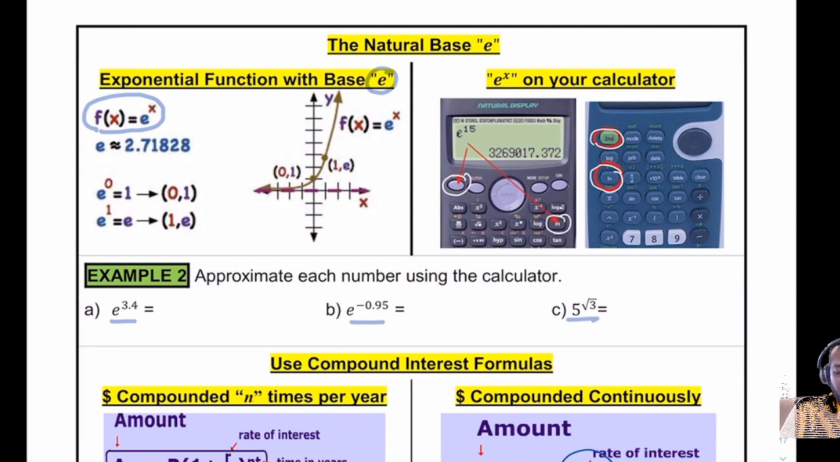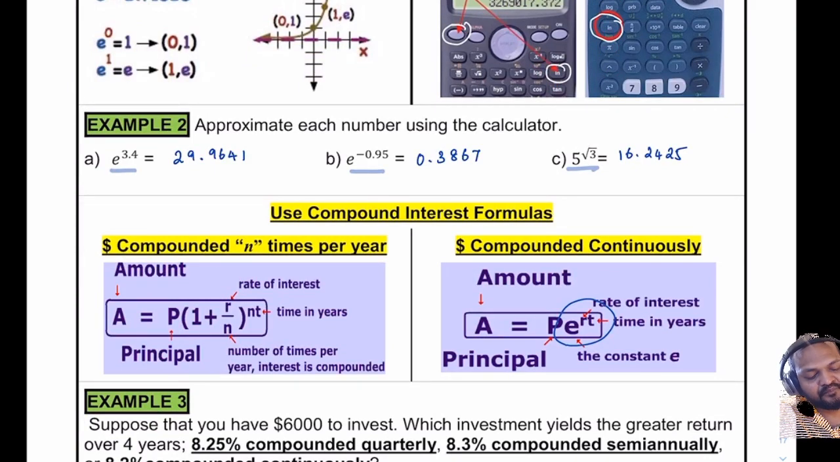If you find e to the 3.4 in a calculator, you will get 29.9641. When you try to find e to the negative 0.95, you're going to have 0.3867. And if you try to find 5 to the square root of 3, that is 16.2425, right? And again, this plays a vital role in what we call continuous compounding, which is useful in figuring out certain growth rates and things like that.